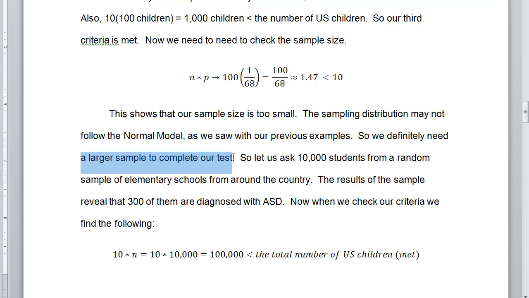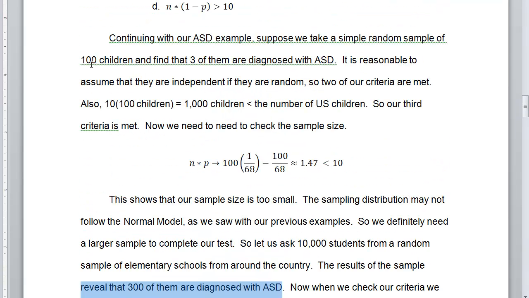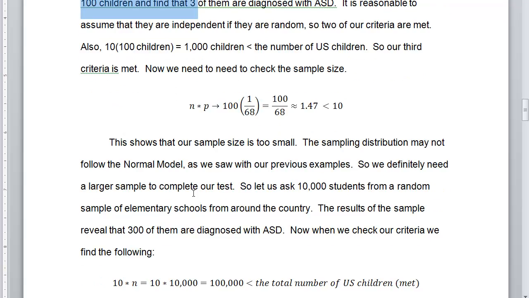All right. So let's ask 10,000 students from a random sample of elementary schools from around the country. Because remember, I'm really concerned about the number of U.S. children. So I really want to ask at elementary schools where the diagnosis usually takes place around the country. Okay? So the results of the sample reveal that 300 of them are diagnosed with ASD. So I'm keeping the same proportion, the 3 in 100. I just made our sample much, much bigger.